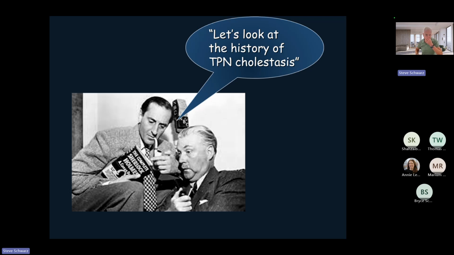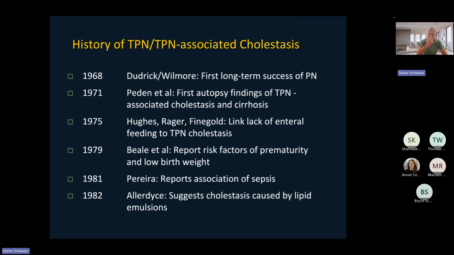So speaking of Nigel Bruce, there's Basil Rathbone along with Nigel Bruce looking at the history of TPN cholestasis. So in 1968, Dr. Stanley Dudrick at CHOP and Dr. Douglas Wilmore down in Texas engaged in the first long-term success of parenteral nutrition. And it was in 1971 that we have our first autopsy findings of TPN-associated cholestasis and cirrhosis.